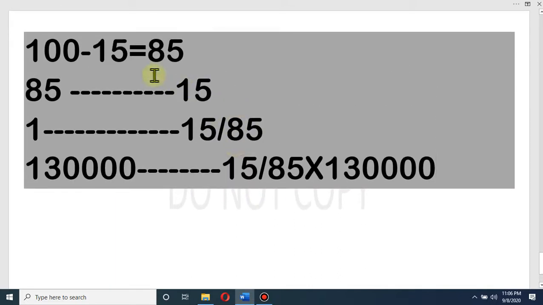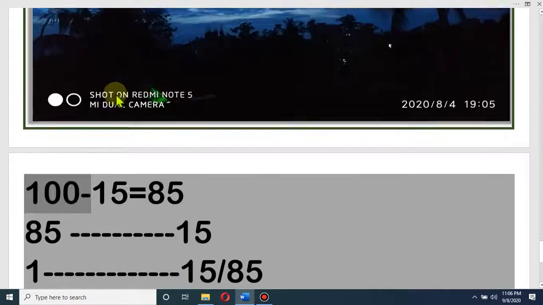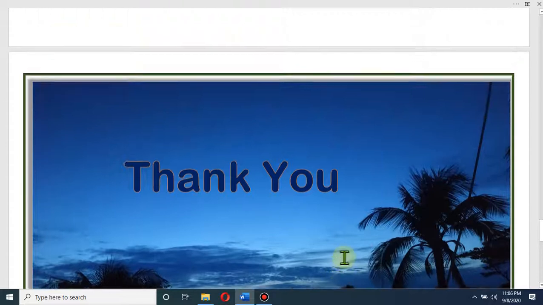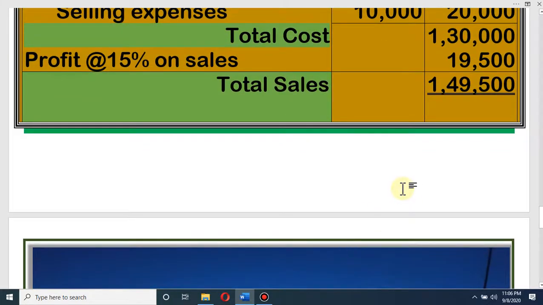Again I am telling, we are assuming that our sales is 100, because sales is not given here, but profit is given on sales. So sales is taka 100, then profit is 15. That means cost is 85. If cost is 85, profit is 15. If cost is 1, profit is 15 by 85. If cost is 1,30,000, then 15 divided by 85 into 1,30,000.